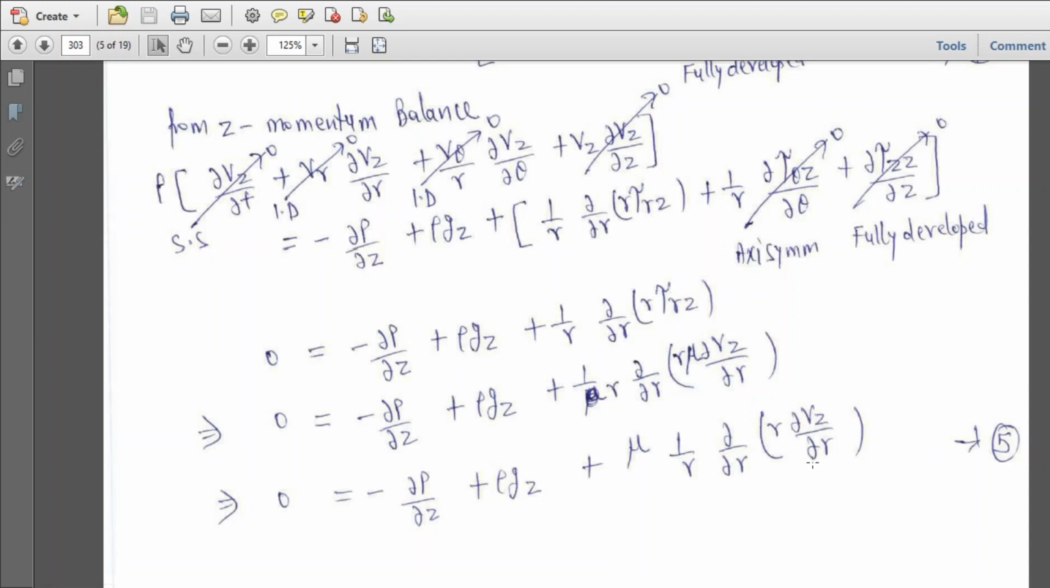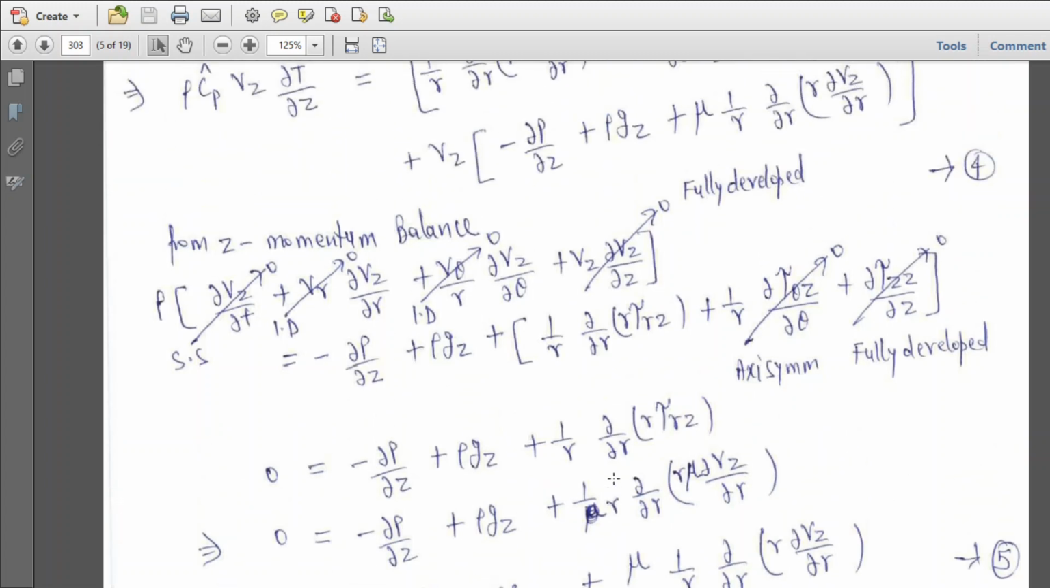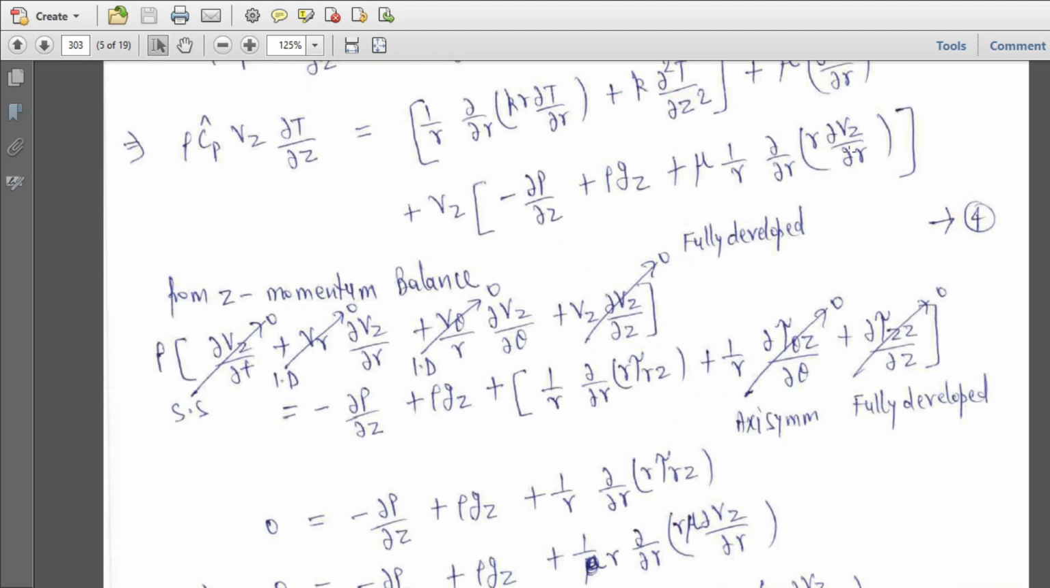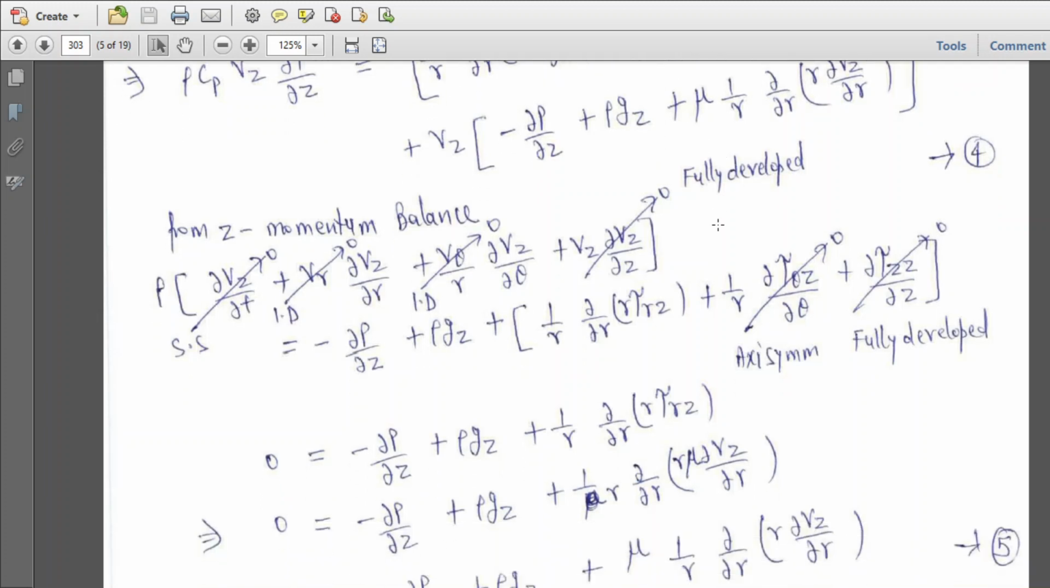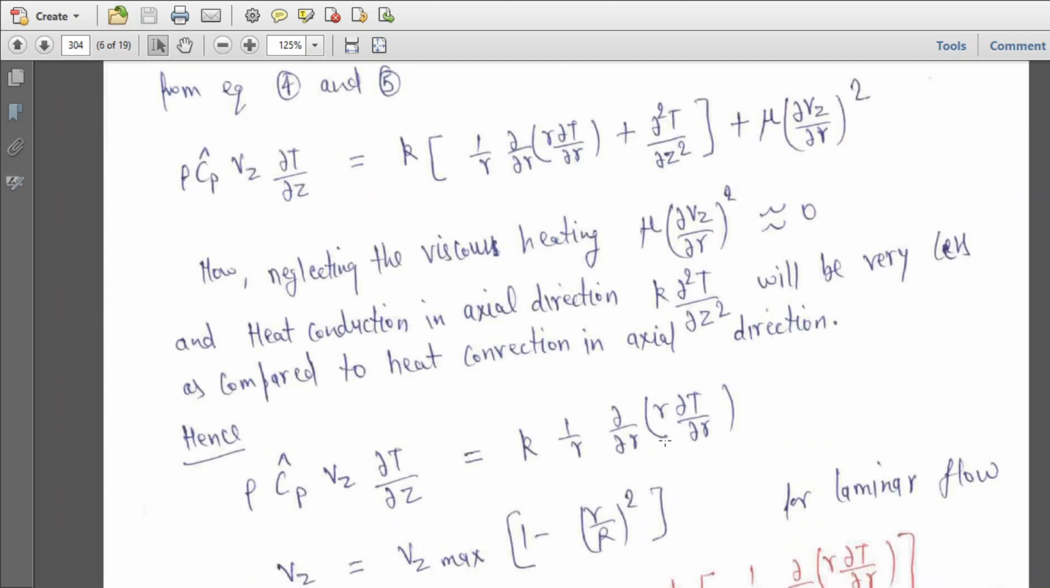This is equation 5. So this can be substituted into equation 4. Equation 4 is this one. So ultimately this whole term will be equal to 0. Your resultant equation would now be this one. With the help of equations 4 and 5, you are getting this equation here.